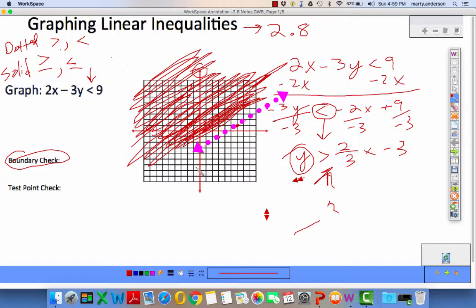It's above. Test point. I always use the origin whenever possible. 0, 0 should satisfy the inequality. Is 0 minus 0 less than 9? Is 0 less than 9? The answer is yes. That's a test point. The biggest thing that the test point does is make sure that you've shaded in the correct spot. If you did not recognize right here where we divided by a negative that you needed to flip the sign, that's where the mistake would show up. You would have shaded on the wrong side.